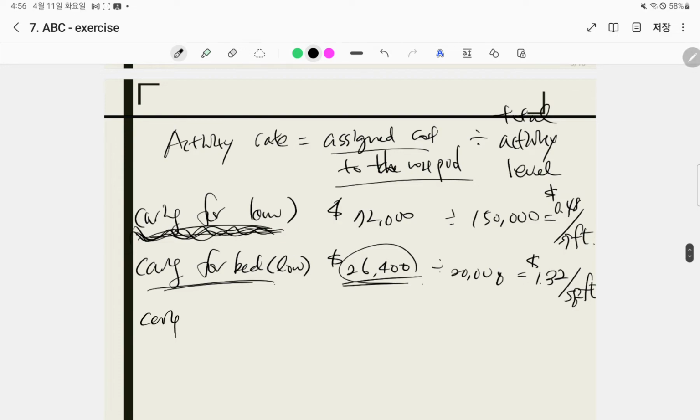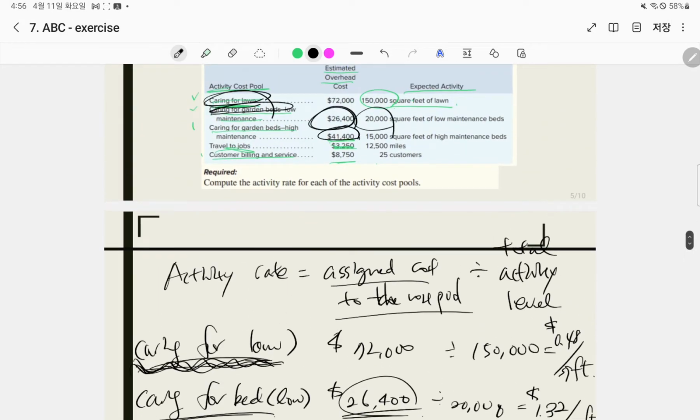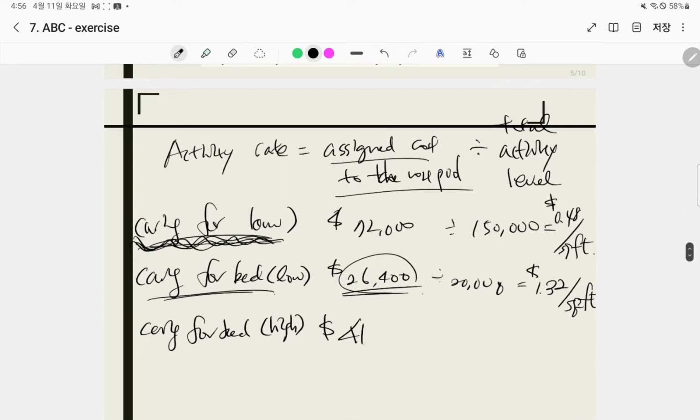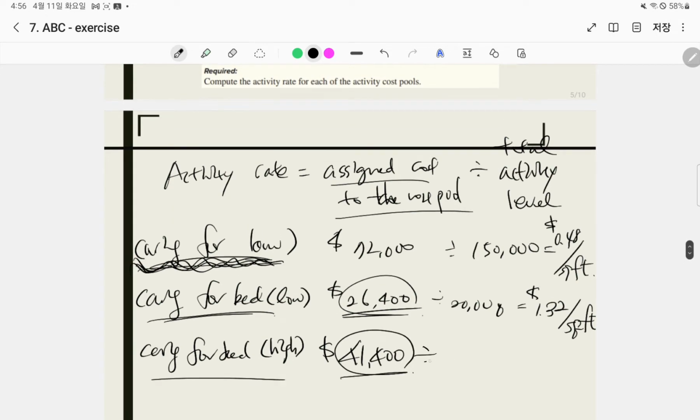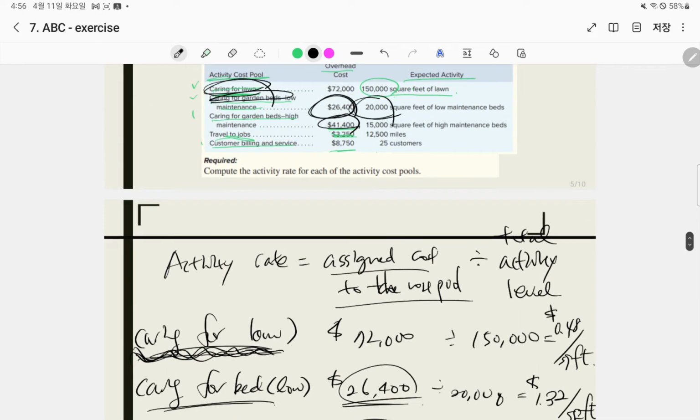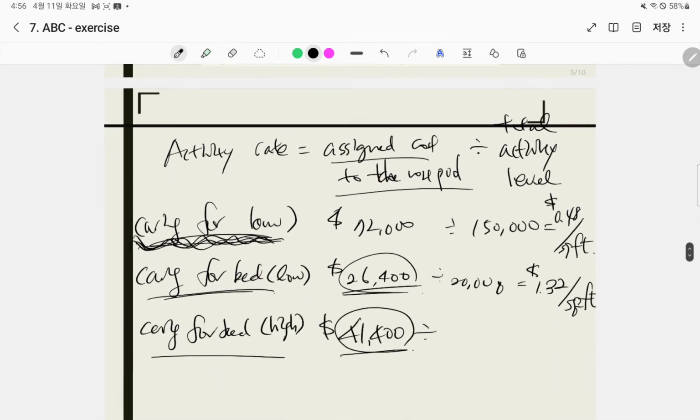How about the caring for bed with high maintenance? Here, $41,400 is assigned to this activity. So you divide by the expected activity level, 15,000 square feet. So $2.76 per square foot.